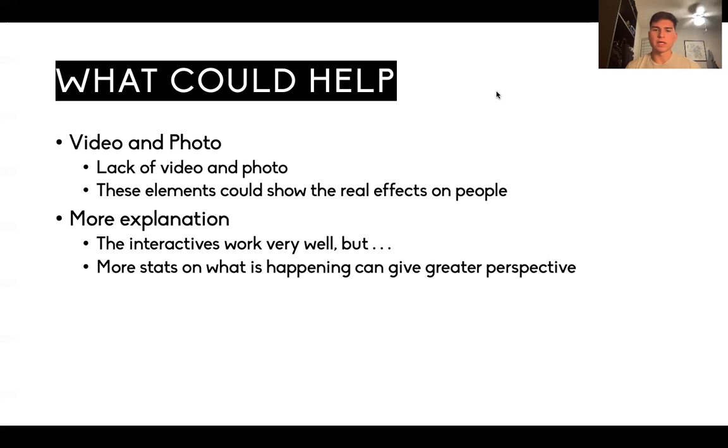I wish there were even more stats explaining why things were happening and what will happen in the future. But it was more of just, hey, the stats are on the interactives on the maps. But with those two things, I think it would have been a much better interactive media.